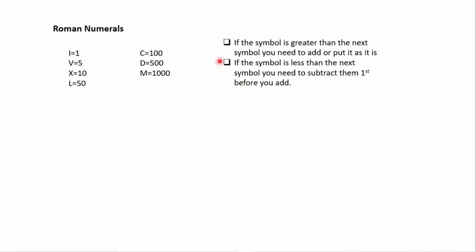This is the rule, or the steps that we are about to do. First, if the symbol is greater than the next symbol, you need to add or put it as it is. The second one, if the symbol is less than the next symbol, you need to subtract them first before you add. So, in order for us to understand more about this rule, let's have some examples.